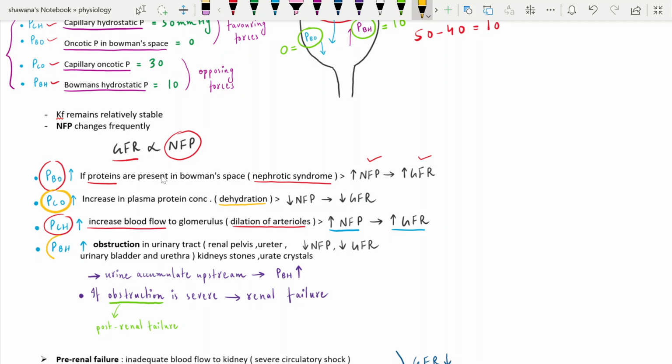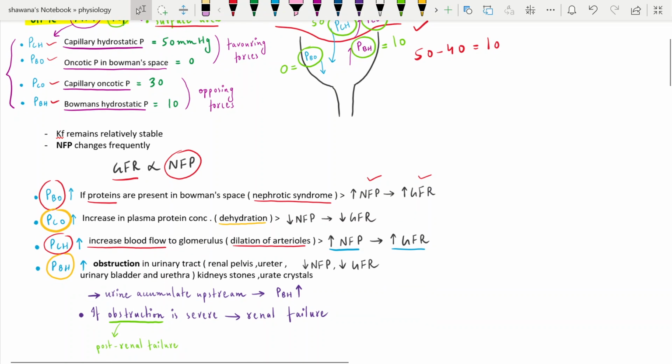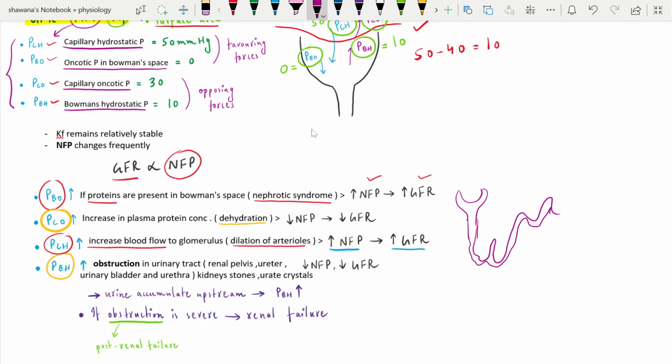And the hydrostatic pressure in the Bowman space, how can it be increased? For example, this is a nephron. I will draw a nephron roughly. This is the proximal convoluted tubule, and these are the loop of Henle and the distal convoluted tubule. It's not anatomically correct, but it's just for understanding.